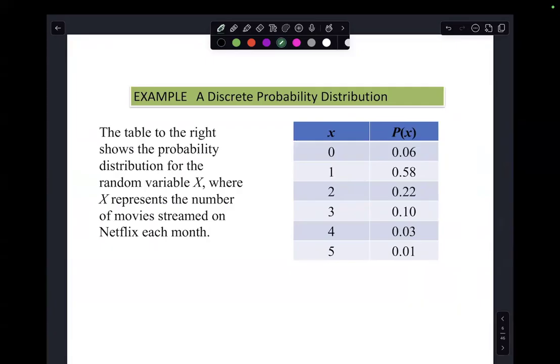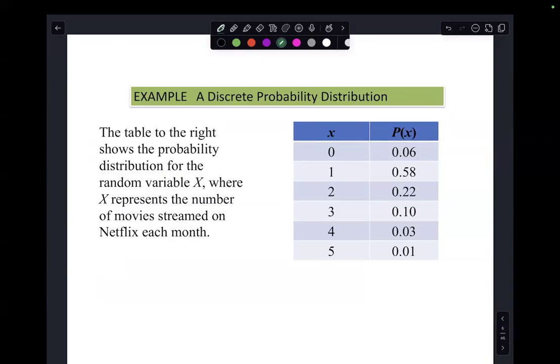group, whoever was polled. They polled a whole bunch of people and asked them, or maybe they looked at Netflix's data. I don't know how they did it, but they looked at the number of movies that they streamed on Netflix each month and have all the probabilities here. So if I randomly selected a person who watches Netflix, there's a 58% chance that they streamed one movie on Netflix this month, if that makes sense. So we have our outcome and then the probability of that outcome.